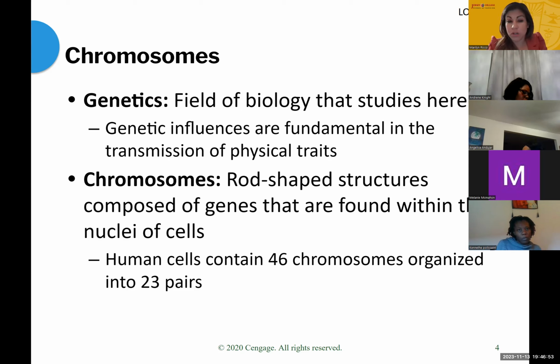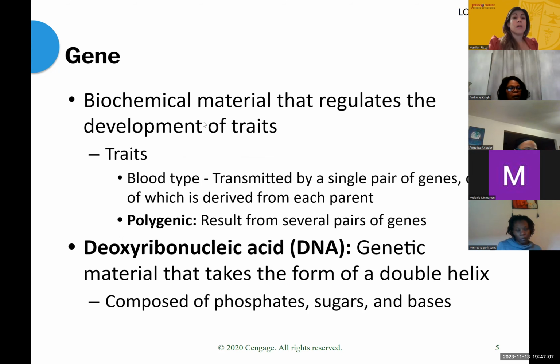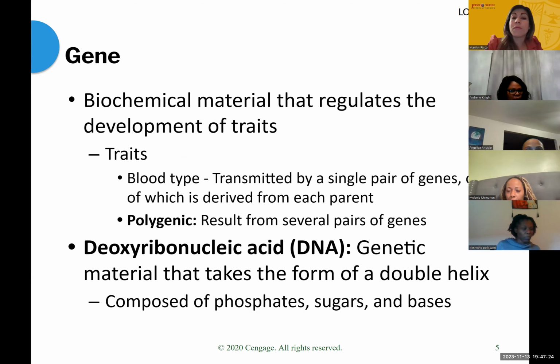Chromosomes are rod-shaped structures composed of genes that are found within the nuclei of cells. Human cells contain 46 chromosomes organized into 23 pairs. A gene is the biochemical material that regulates the development of traits. So these traits are such as blood type. It's transmitted by a single pair of genes, one of which is derived from each parent. And then we have what we call polygenic. It's the result from several pairs of genes from each parent, right?